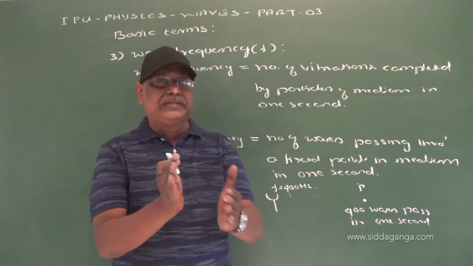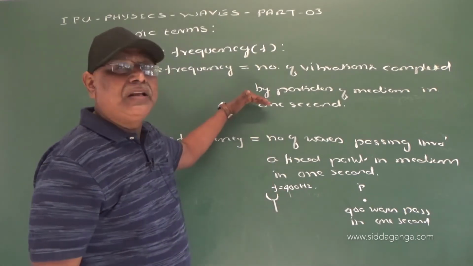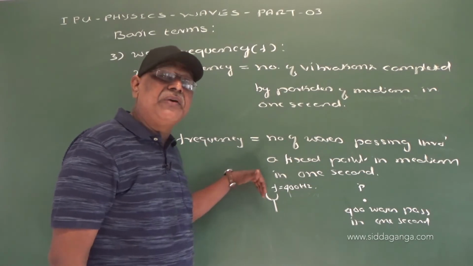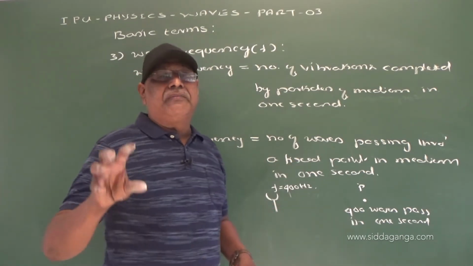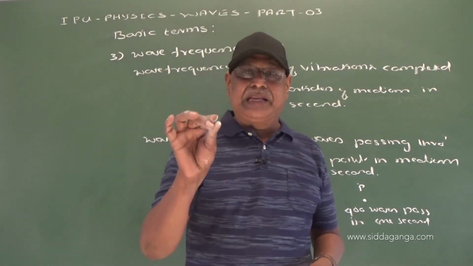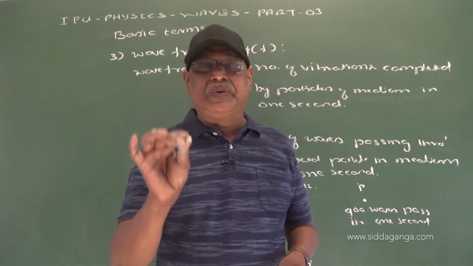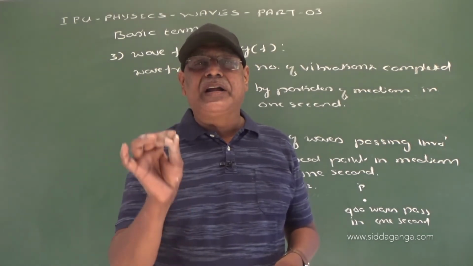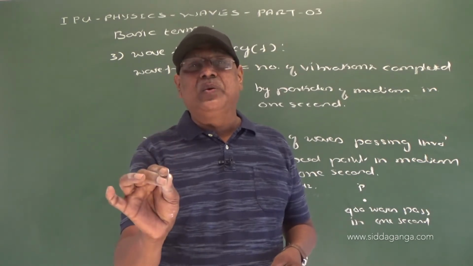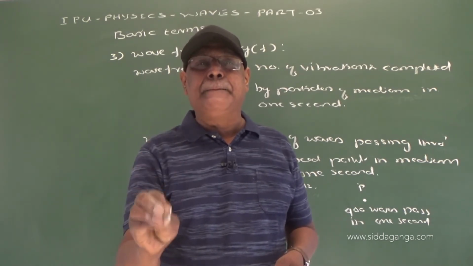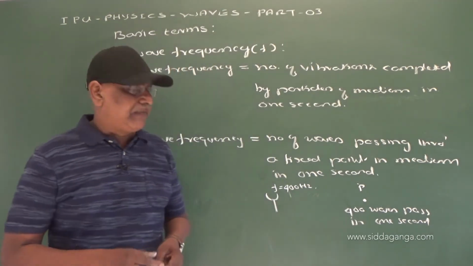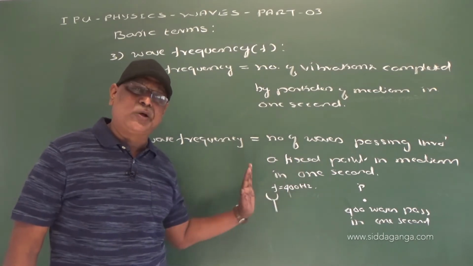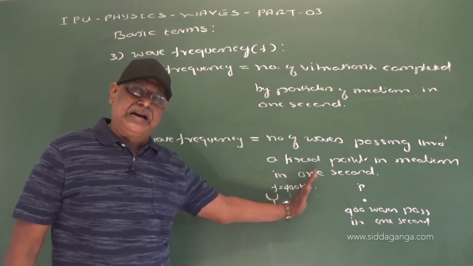So you might have seen the definition. This definition is regarding simple harmonic motion, and this definition is regarding wave motion, right? So frequency of a wave is the number of waves generated in a medium per second, or it is the number of waves passing through a fixed point in the medium per second. And of course it is measured in hertz, that is, the SI unit of frequency is hertz.